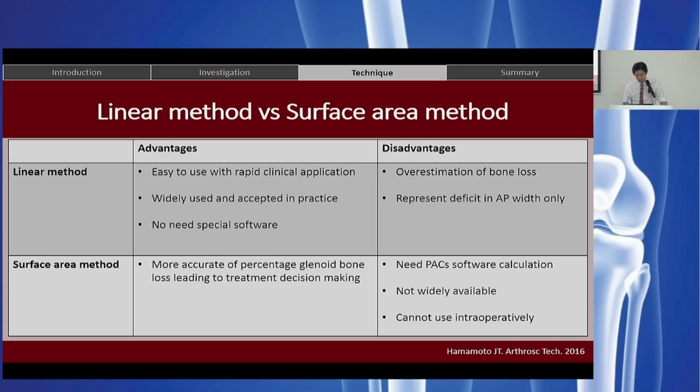So let me summarize the pros and cons of both methods. The linear method is easy to use, widely accepted in practice, and needs no special software. But it usually overestimates the bone loss and represents the deficit in AP width only. The surface area method is more accurate in measuring the percentage of glenoid bone loss, leading to better treatment decision making. But it needs special software to calculate on any hospital PACS software, and it's not widely available.